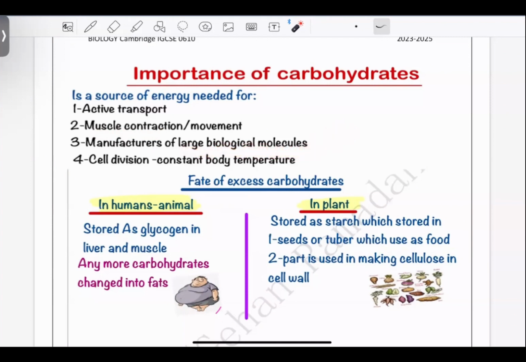How many types of carbohydrates do we have? Carbohydrates are found in many types and many sources of food.